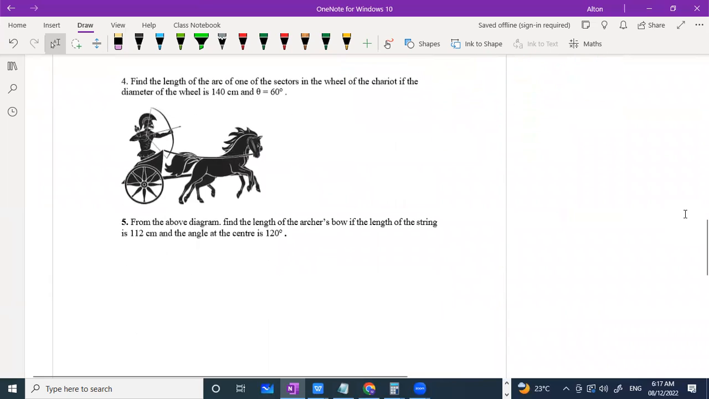Let's go to question number 4. Find the length of the arc of one of the sectors in the wheel of the chariot if the diameter of the wheel is 140 centimeters and theta is 60 degrees. Right. So they tell us to find the length of the arc in one of the sectors. The theta here is 60, that's the angle. So what we're looking at really, and I'm going to bring, let's see if we have it.